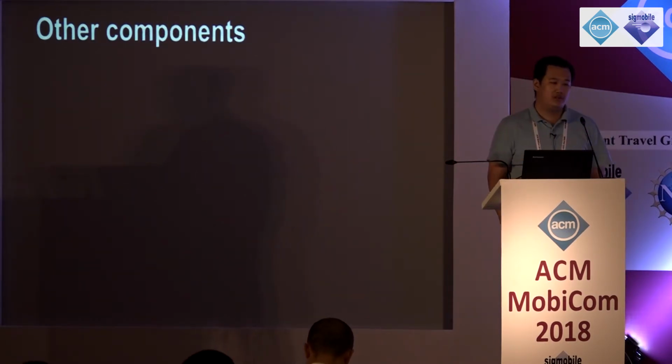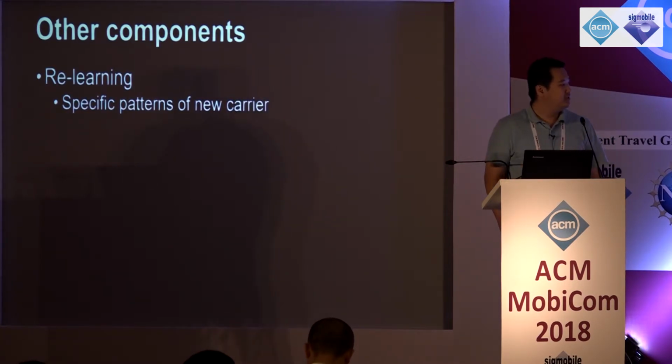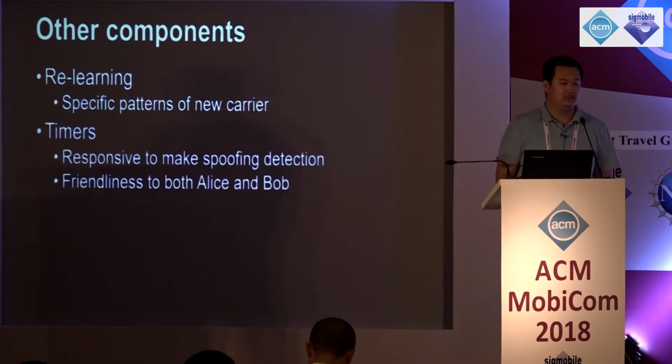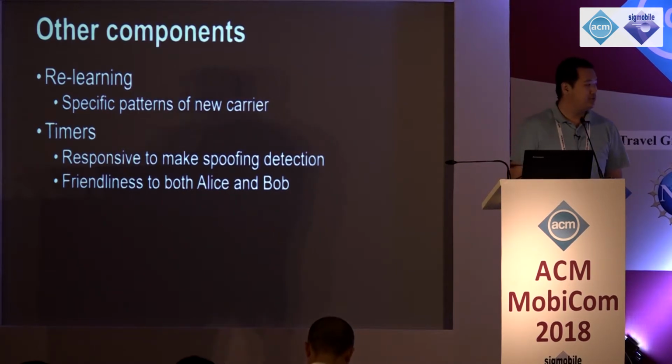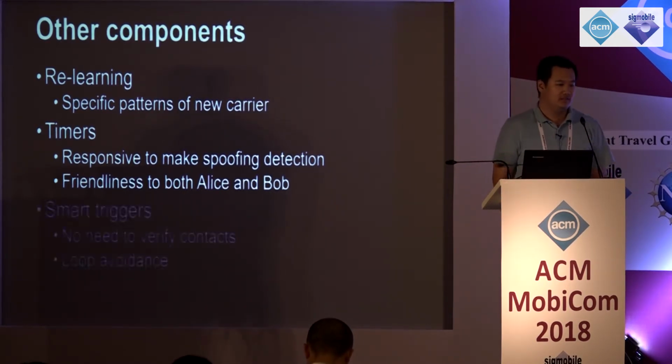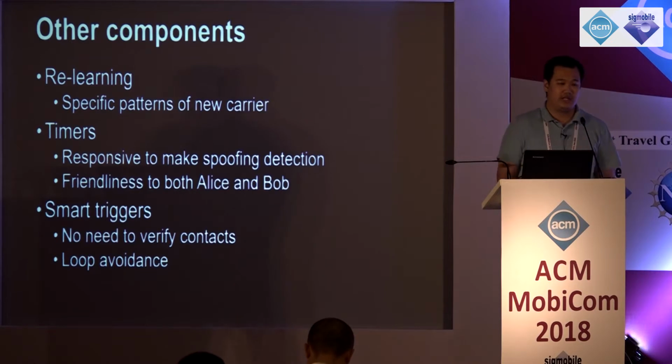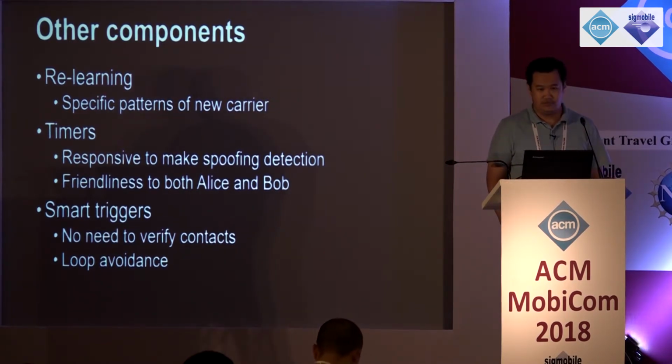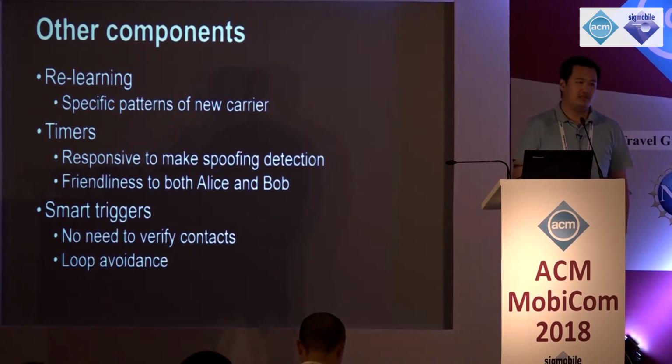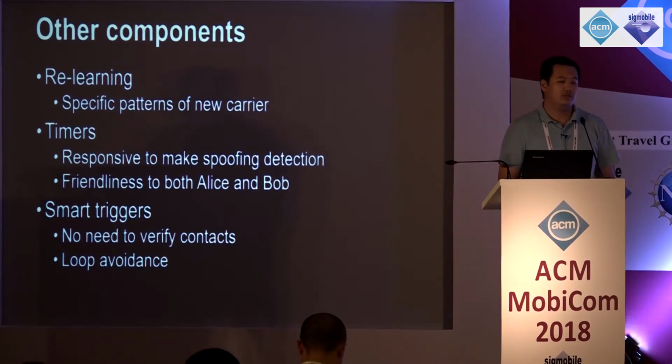CEIVE also includes other components, including relearning about new carriers to support new carriers, timer settings to make sure of its responsiveness and friendliness. And also we have smart triggers to avoid unnecessary verification for numbers contained in a user context list, and also to avoid a call loop if both Alice and Bob have CEIVE installed.